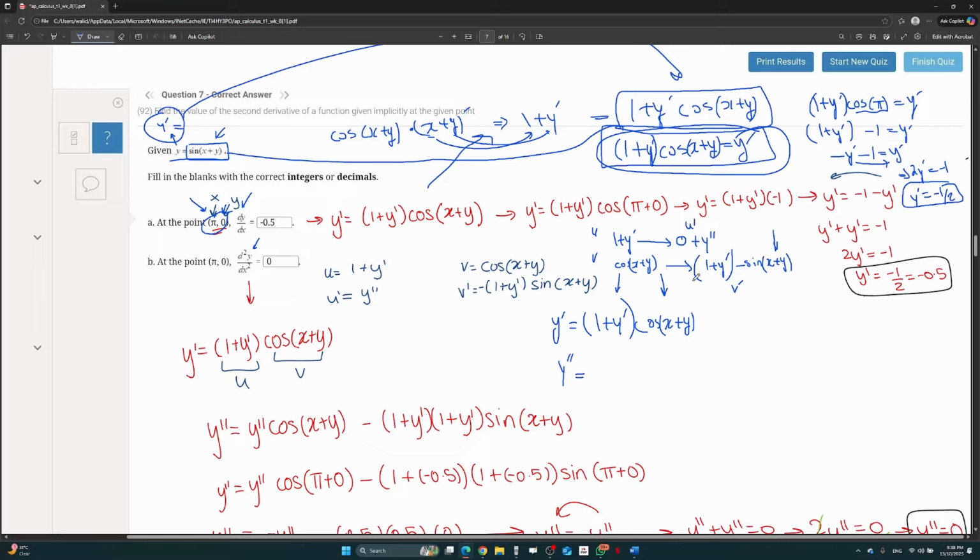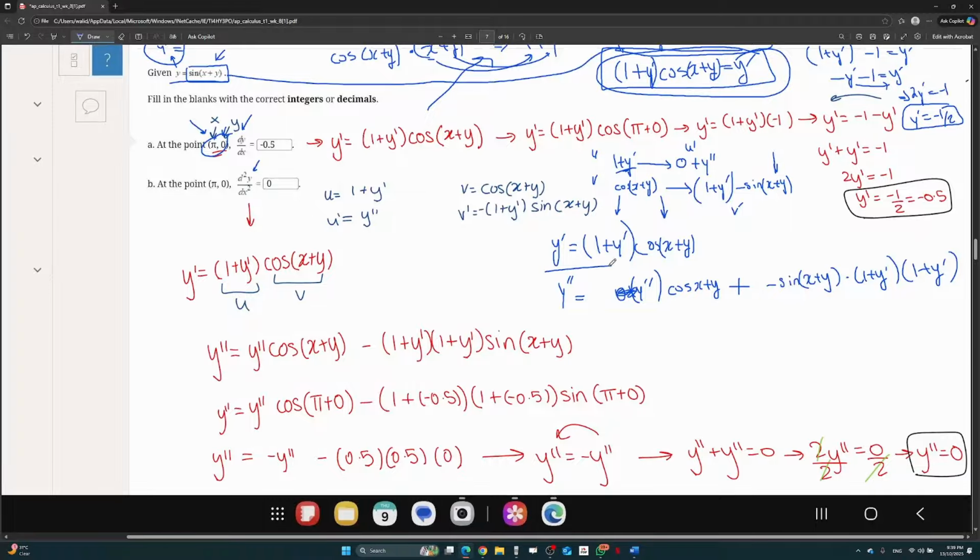Of course we can. So it's going to be 0 plus y double prime, I'll just keep it as y double prime, times v, because it's u prime v plus v prime u. So u prime times v plus v prime times u, so negative sine of x plus y times 1 plus y prime. This is all v prime times u, which is 1 plus y prime. Alright, so we now have this expression for y double prime.